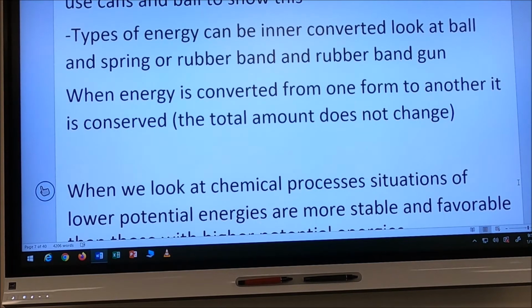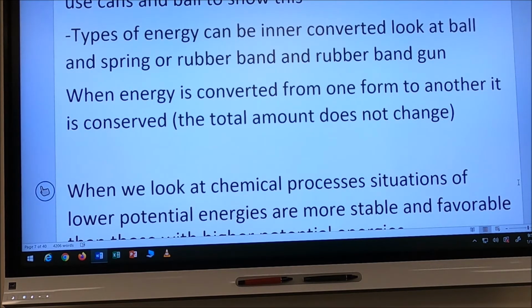Types of energy can be interconverted from one into another, like the potential energy of the eraser being converted into kinetic energy as it moves toward the floor. Or energy can be transferred. It can move from one object to another. Drop a hot rock into cold water, the water warms up some and the rock cools down some.